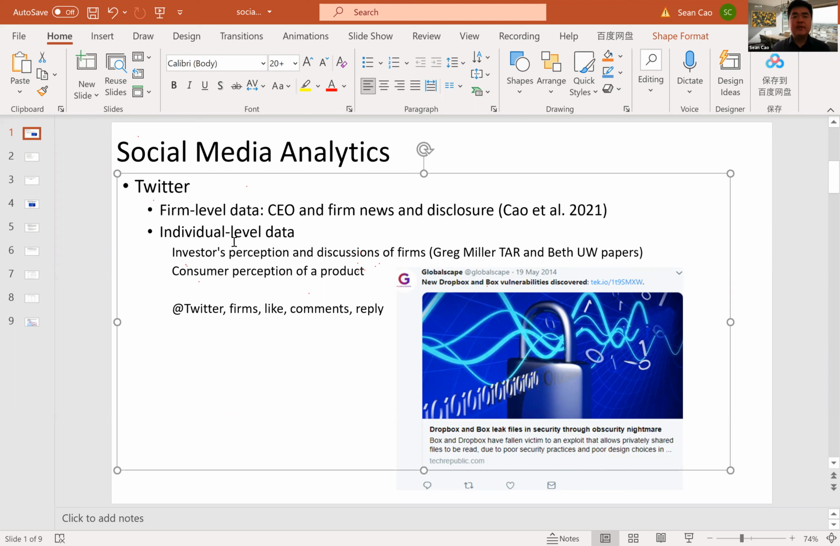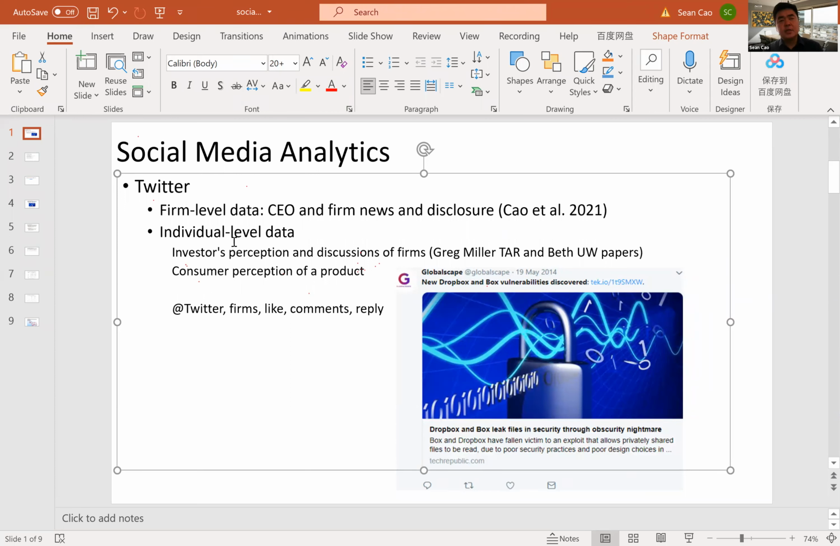On everything. So you can find individual opinions on a lot of stuff on Twitter. And the individual includes a lot of people. Individual includes investors. Individual includes you. Individual includes me. Individual includes consumers. So these are all data available on Twitter.